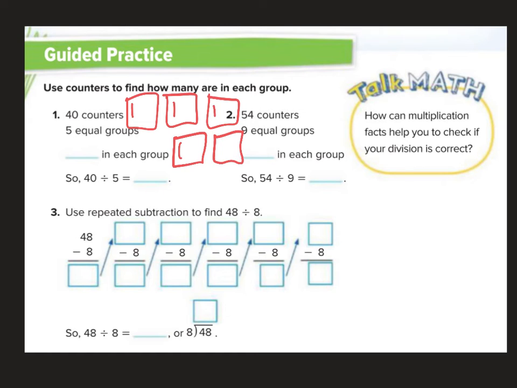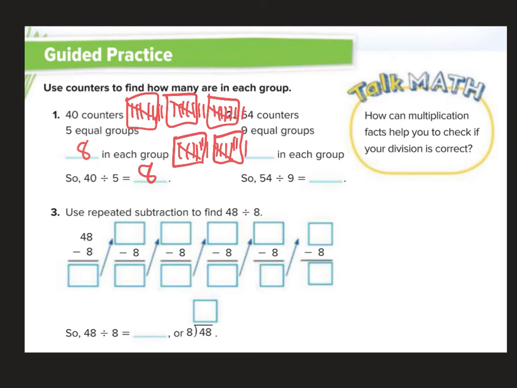1, 2, 3, 4, 5, up through 20, then 21 through 25, 26 through 30, 31 through 35, 36 through 40. So that's 5 and 3 in each group, or 8. 40 divided by 5 is 8.